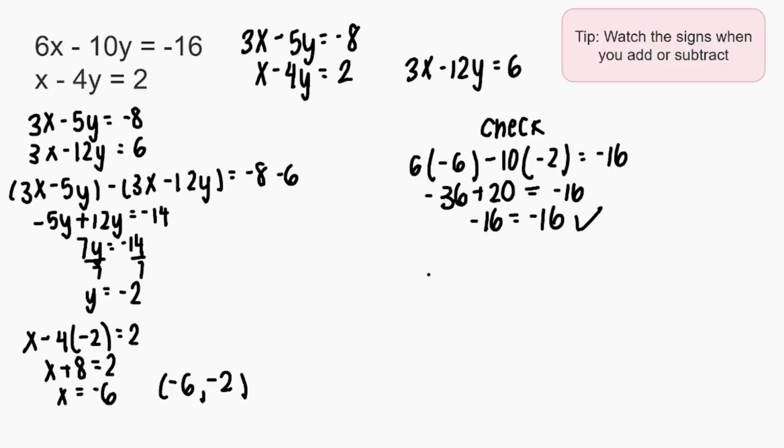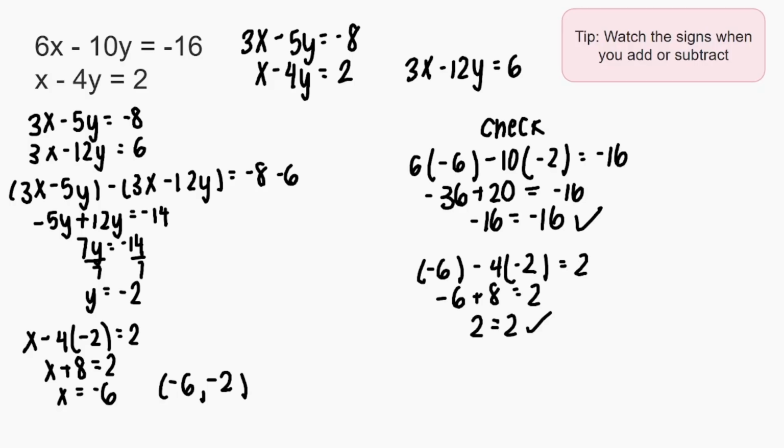Now let's do the second equation. We can do x, which is negative 6, minus 4 times negative 2 equals 2. We have negative 6 plus 8 equals 2. 2 equals 2. So we know our final answer is negative 6, negative 2.